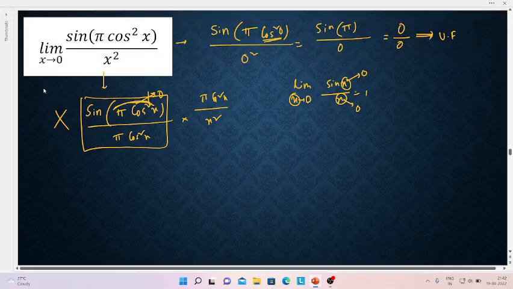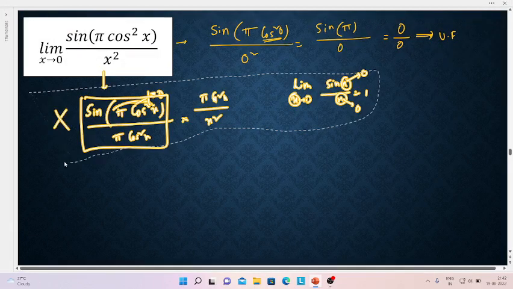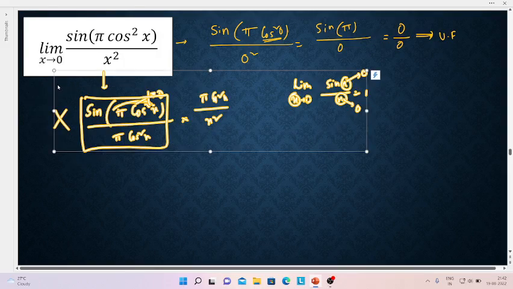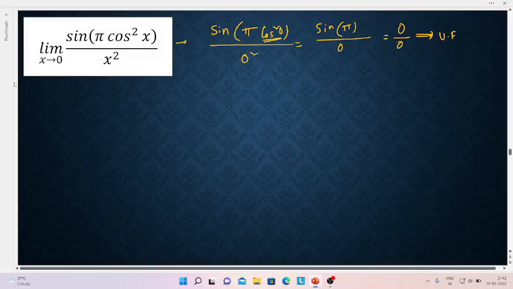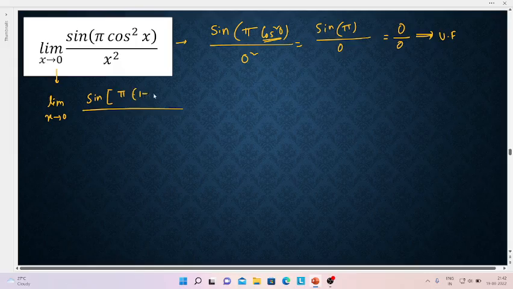So now you can understand what I am trying to say, right? So let's erase that part, because that is actually a different type of question you have to understand. So how can we solve this question? Basically, we first write down limit x tends to 0, and in the numerator we can write this cos square x as 1 minus sin square x. So that can be written as pi times 1 minus sin square x, and in the denominator we have only x square, right?